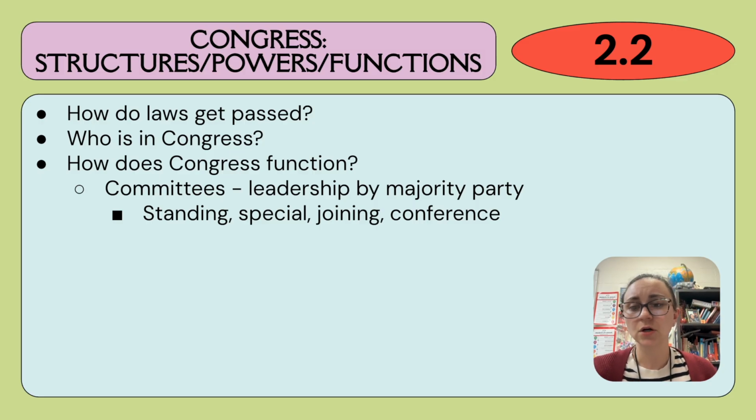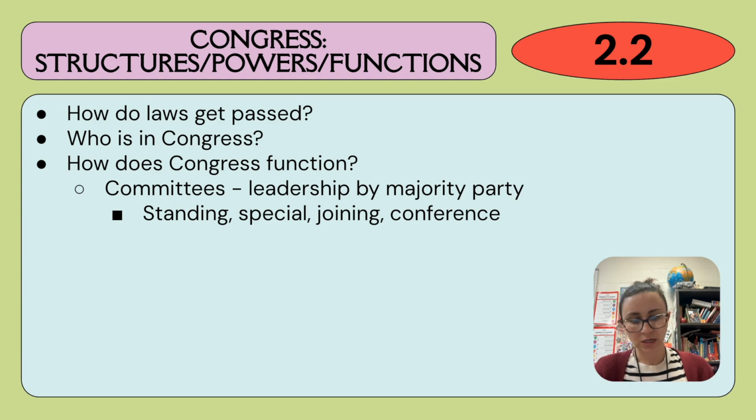Standing committees are committees that have been around, will stay around, they're permanent. So, and that's like the majority of the committees are standing committees. They're just like the default committees that are always going to be there.